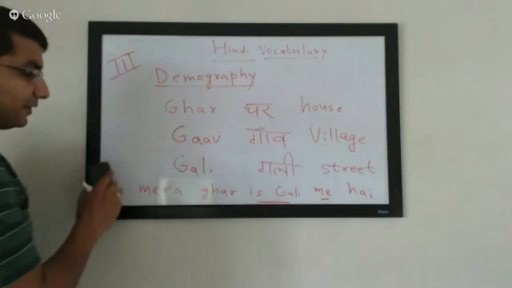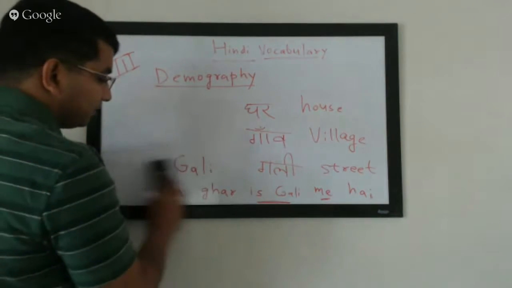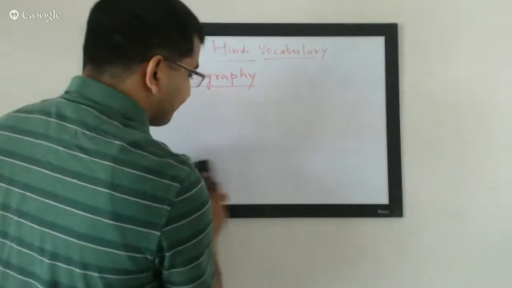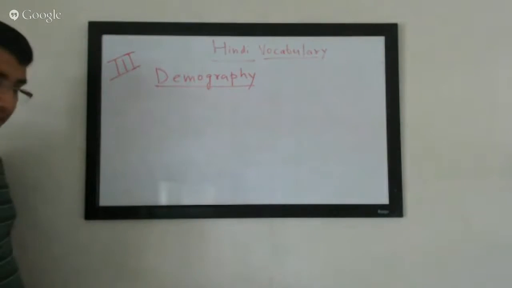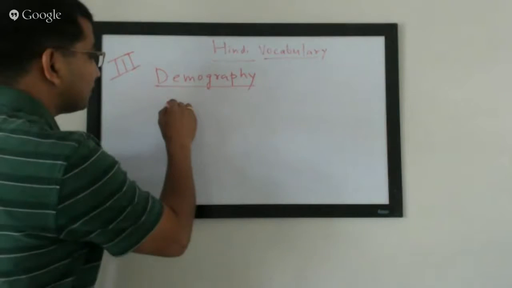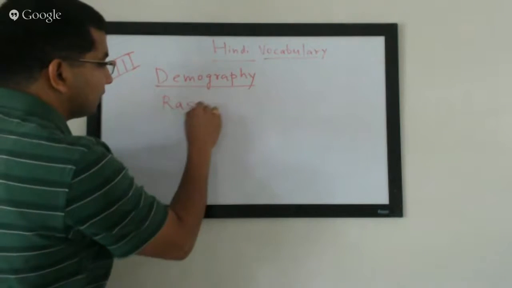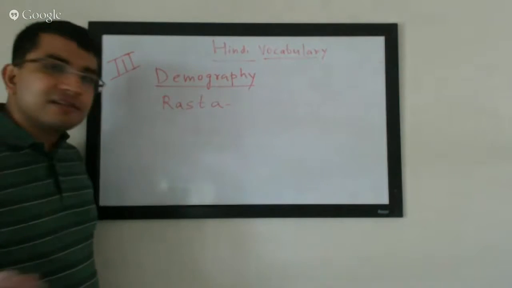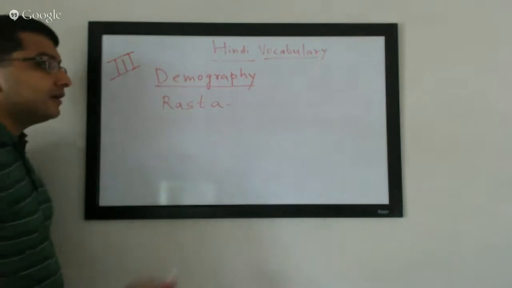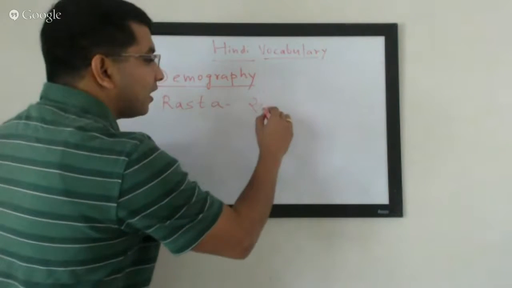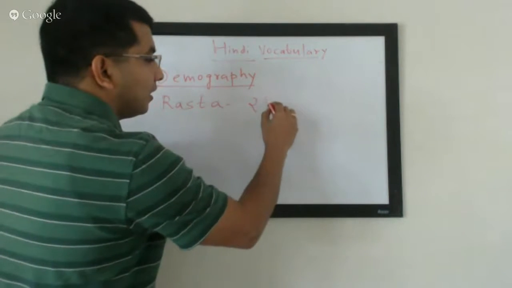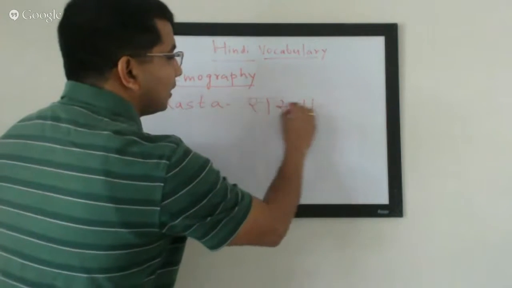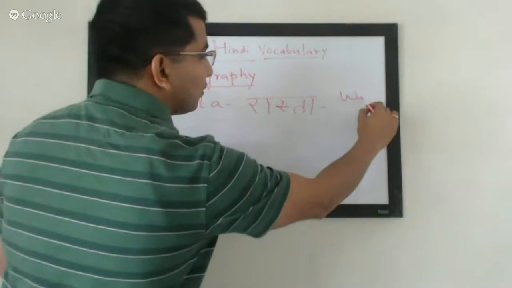Some more related with demography. Rasta. If you know about some of them, feel free to practice your skills and write them on the chat box as well. You have Ra, R with A, and then half Sa, and then Ta. Rasta is nothing but your way or route.